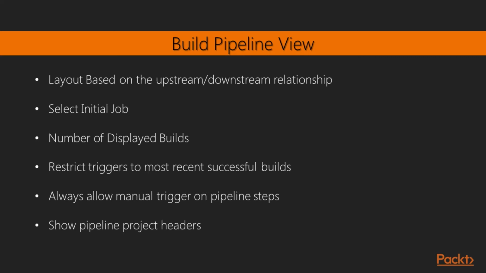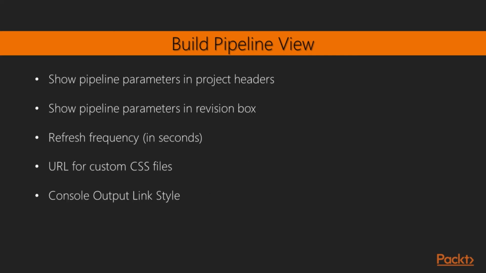Always allow manual trigger on pipeline steps. This is used to execute a successful pipeline step again, using the same parameter values if the build is parameterized. Show pipeline project headers. This is used to show the pipeline definition header in the pipeline view. Show pipeline parameters in project headers. This is used to list the parameters used to run the latest successful job in the pipeline's project headers.